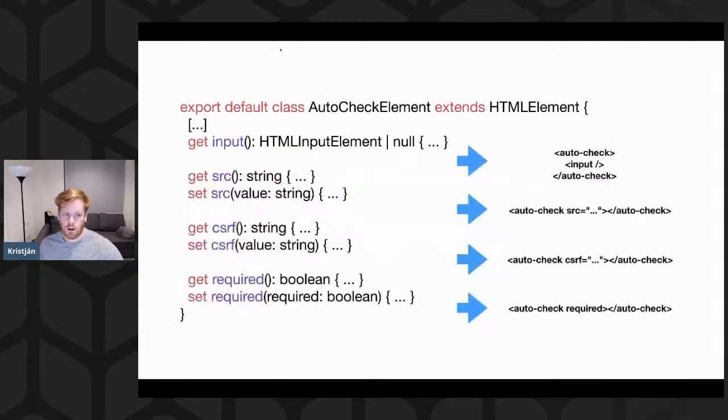The second part of AutoCheckElement are these getters. These map pretty much one-to-one to the attributes of the element, except for this first one, which just gets the HTMLInputElement from the DOM. Otherwise, these just map to the attributes.